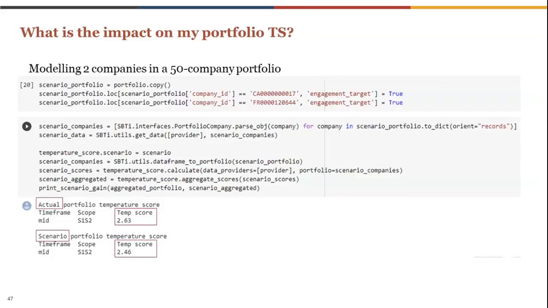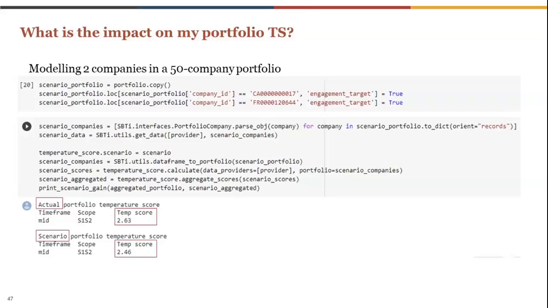So we have the actual, which we saw before on the midterm, scope 1 and 2, coming out at 2.6. And after we run our scenarios, just changing those two companies out of a 50-company portfolio in this case, the overall temperature score comes out at 2.46. So maybe that may be enough for us for the next year or so. Maybe that's a good step in the right direction. But we probably need to do a lot more. But at least you know roughly where your path is, and you can benchmark that against where you need to be.